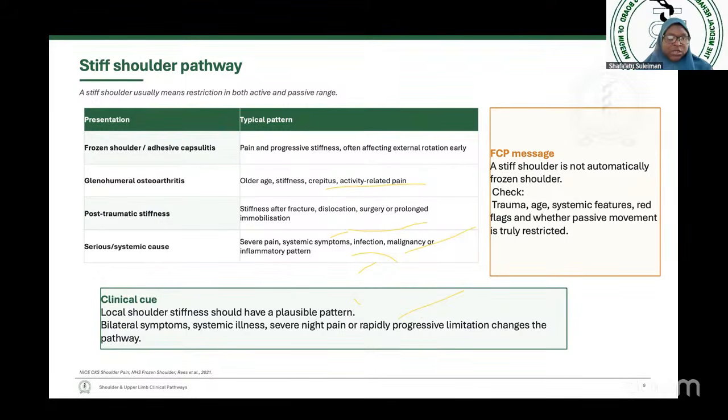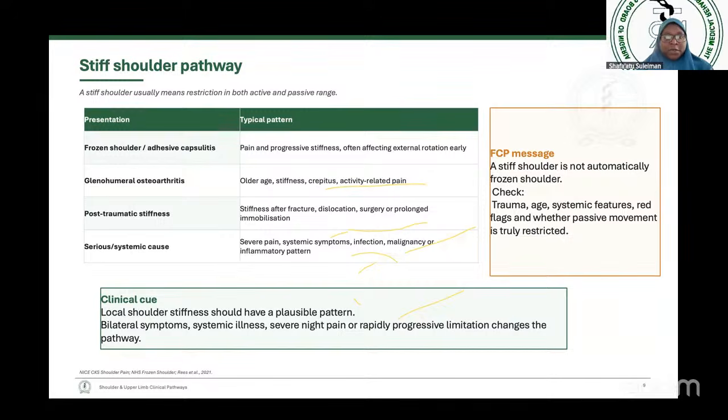And then sometimes the serious or systemic causes can present with a typical pattern: severe pain, systemic symptoms, infection, malignancy, or an inflammatory pattern. This can also present as stiffness in the shoulder. So a stiff shoulder is not automatically a frozen shoulder. For most people, once they see a stiff shoulder, it's automatically a frozen shoulder. So it's very important for us to check if there was trauma before the stiffness setting in.